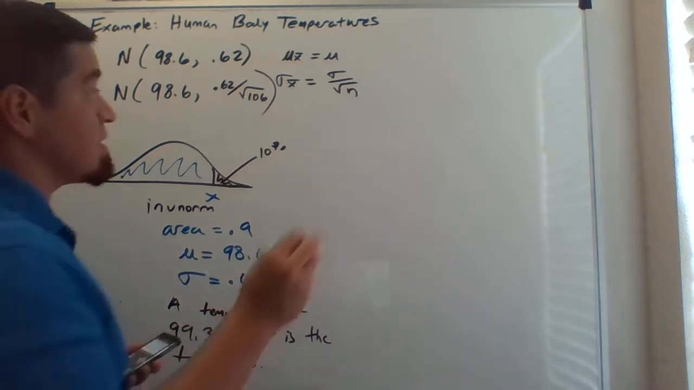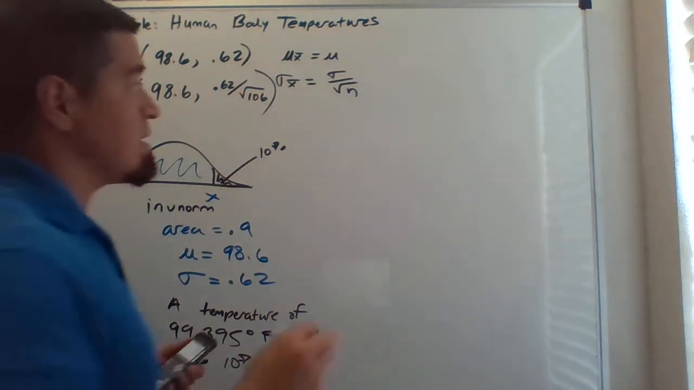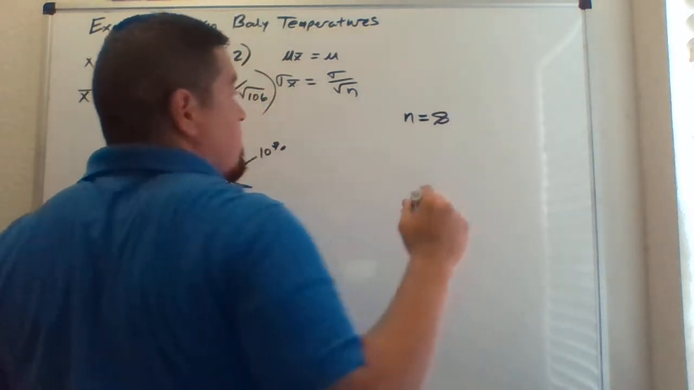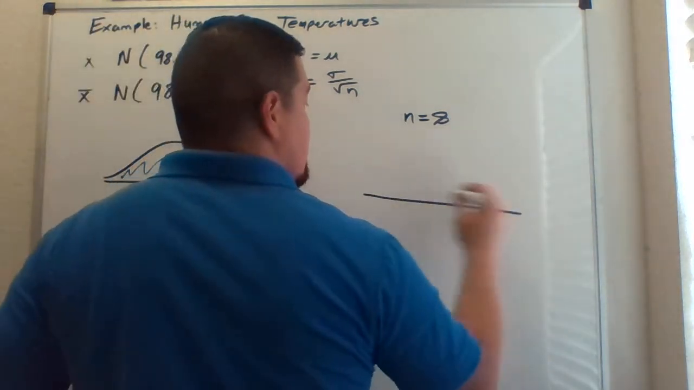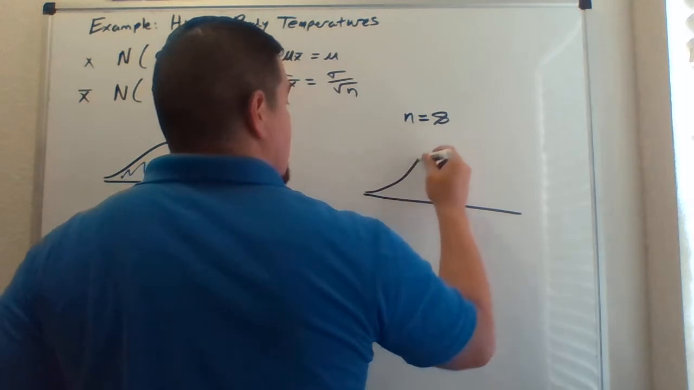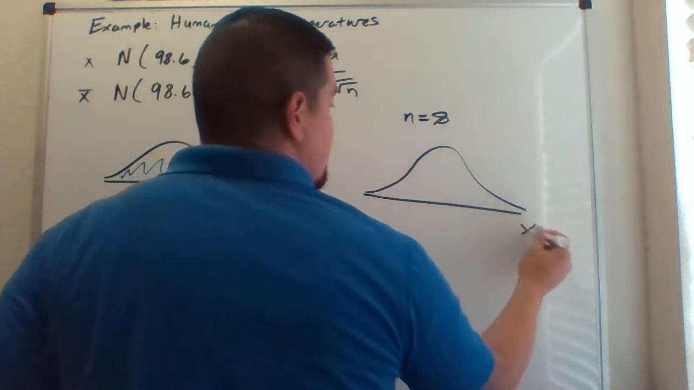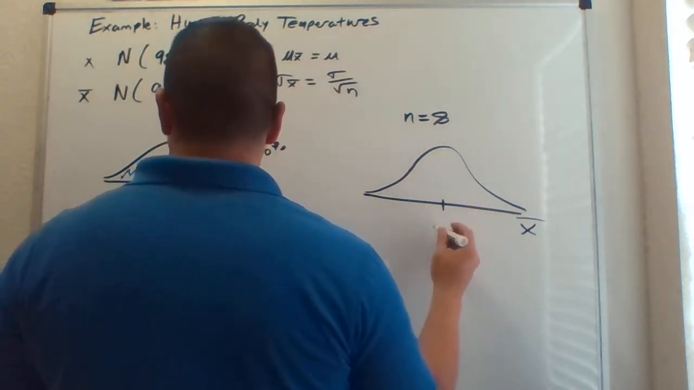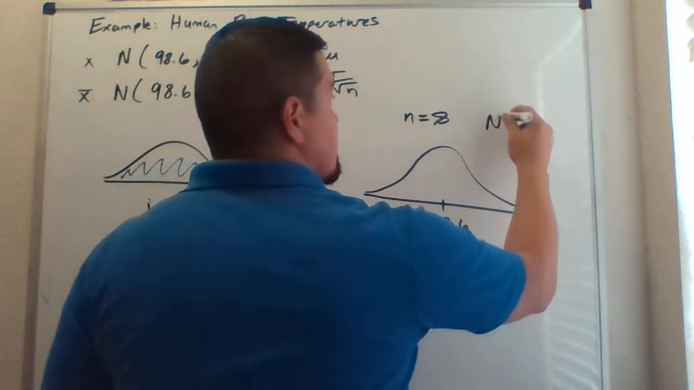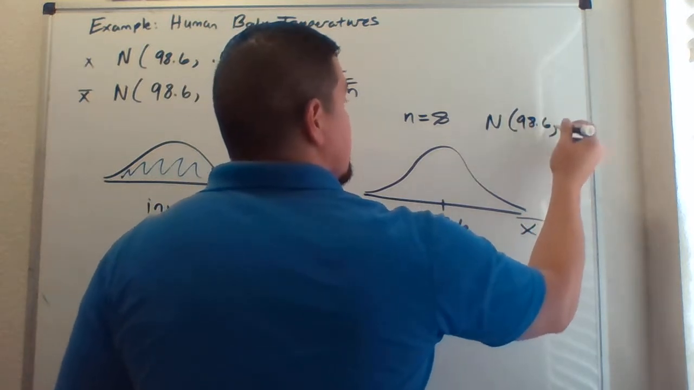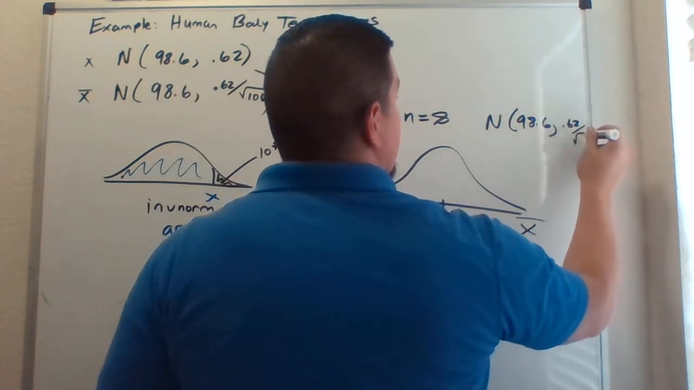What I meant to do, let's change it a little bit. We're going to find the body temperature of 8 randomly selected people being at the top 10%. Okay, so what does that mean for us? We're going to use not this distribution, but the sampling distribution for x bar. Meaning the mean is the same, it's still 98.6, but the standard deviation is different. It's normally distributed with the mean of 98.6. The standard deviation is 0.62 divided by the square root of 8.